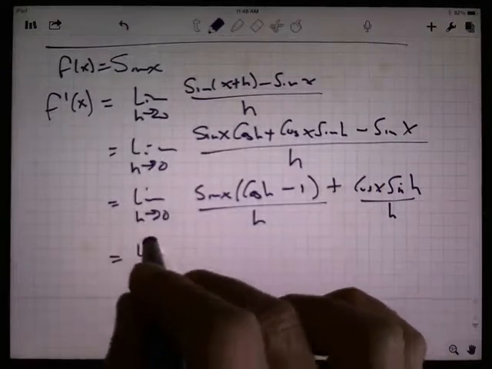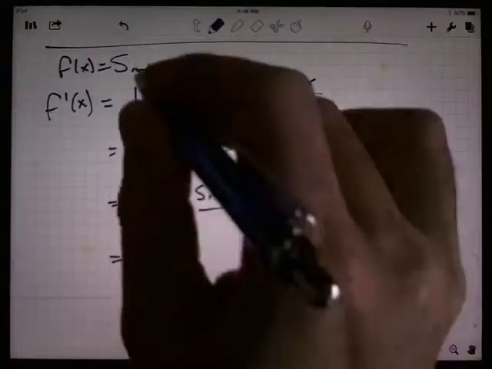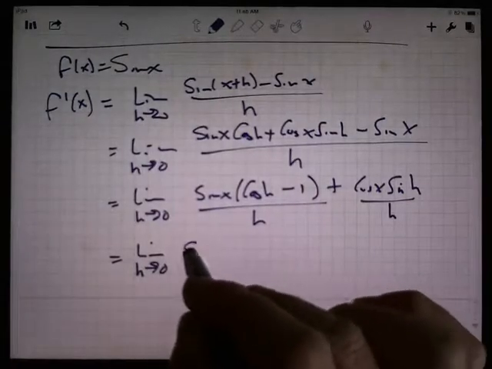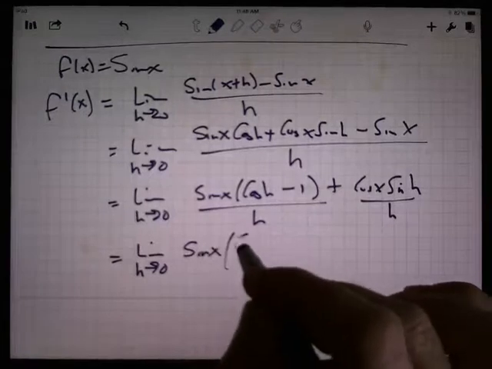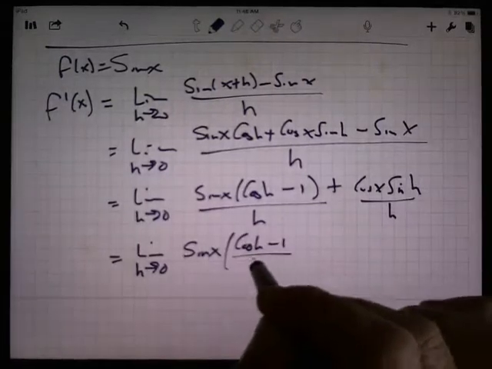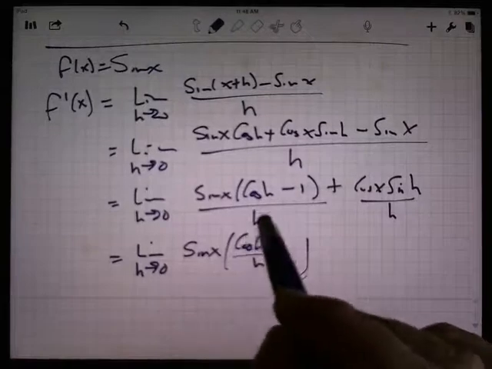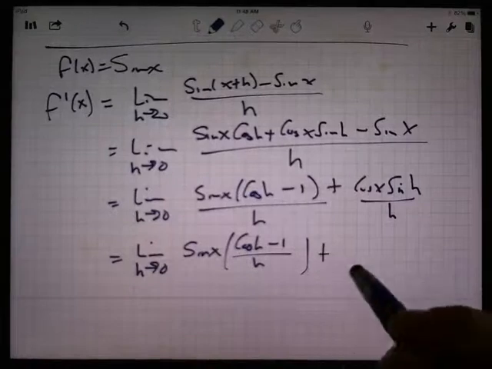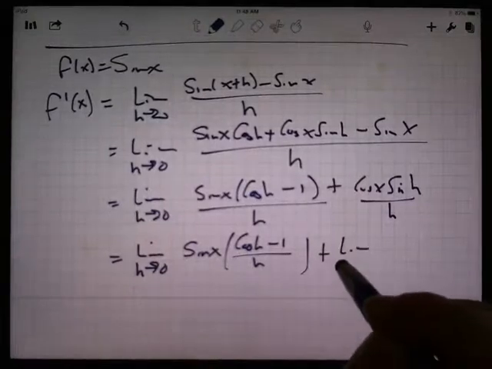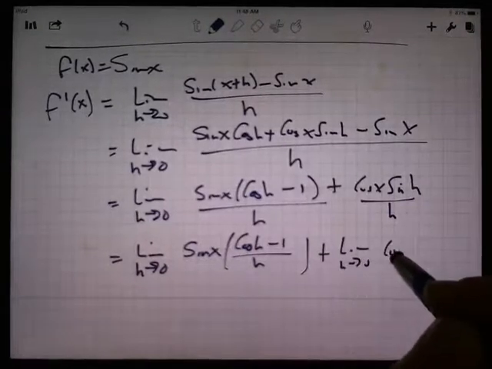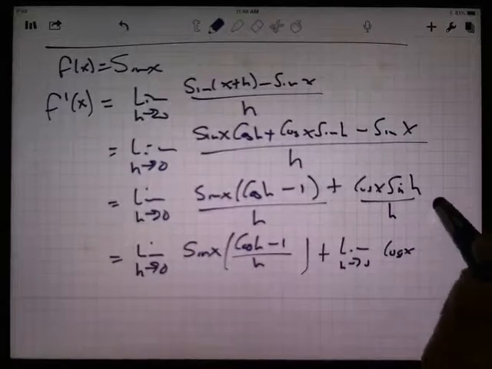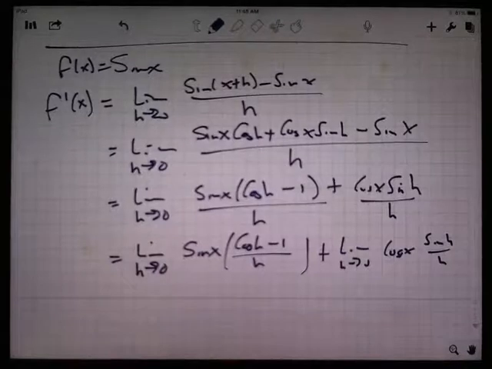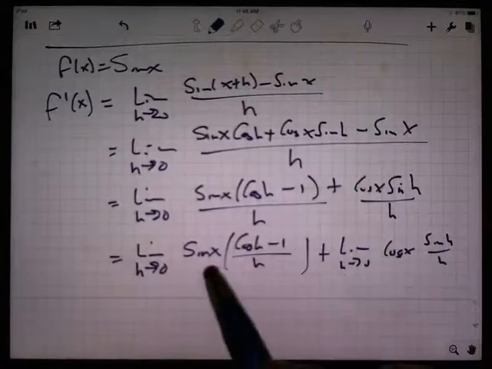So this is now the limit as h goes to 0 of sine x times cos h minus 1 over h. I'm going to write it this way, since it's just multiplying by sine x. And then I'm going to add the limit as h goes to 0 of the cosine x times sine h over h. Now I'm looking at those two limits that I just talked about up above.